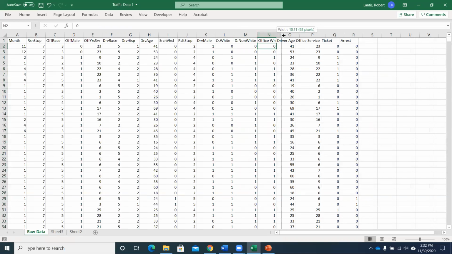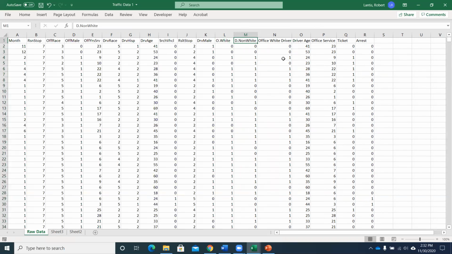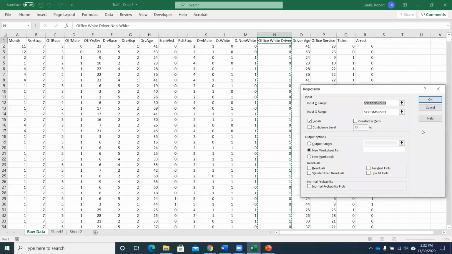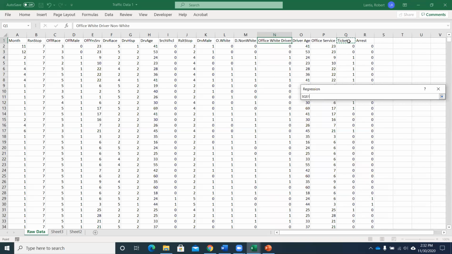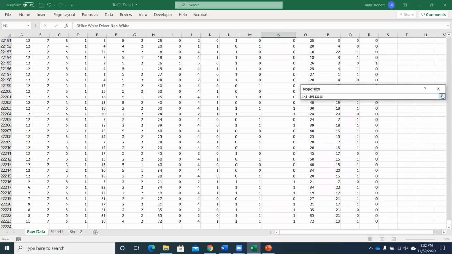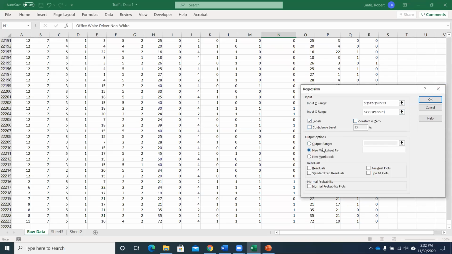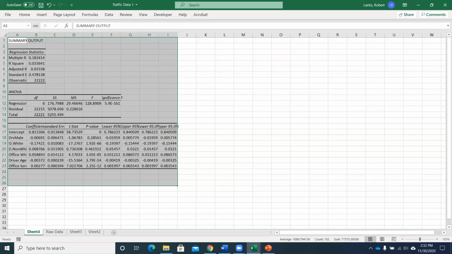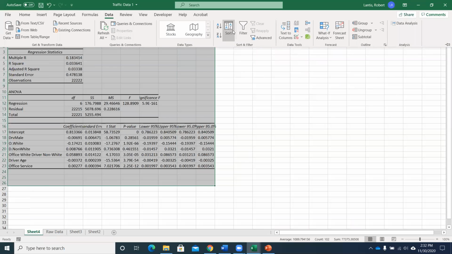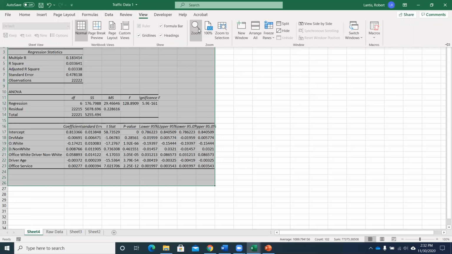So I've now got an identifier for was the officer white, was the driver non-white, and then the combination of those two, was the officer white and the driver non-white. Okay, so I'm going to go to my data analysis. My Y variable, I'm going to choose to be whether or not they got a ticket. My X variable, I'm going to select all the way from the driver's male indicator over to officer's years of service, and include all of those. Okay. I selected the labels, new worksheet, I'm going to hit OK. Okay. So now that I have this output, let's look at, I want to go view real quick, zoom in.